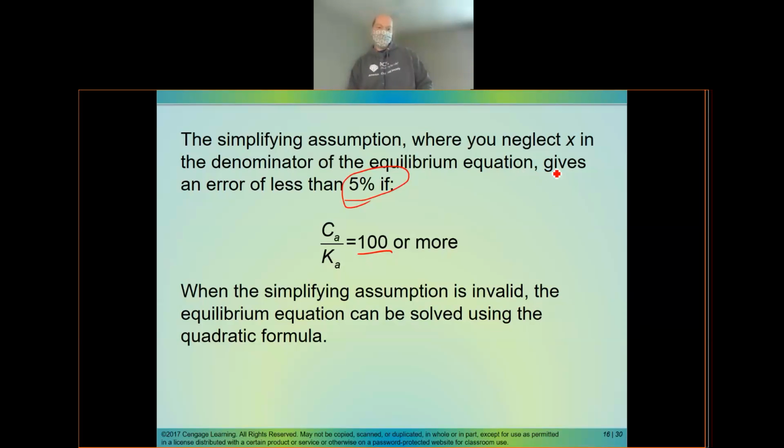All right. And so this is a quick way. If you take your initial concentration divided by Ka, if it is 100 or more, you are then allowed to keep your first approximation as your final answer. If it is not equal to 100 or more, then you either do the quadratic or you got to keep putting in your X value until you get the same answer twice.